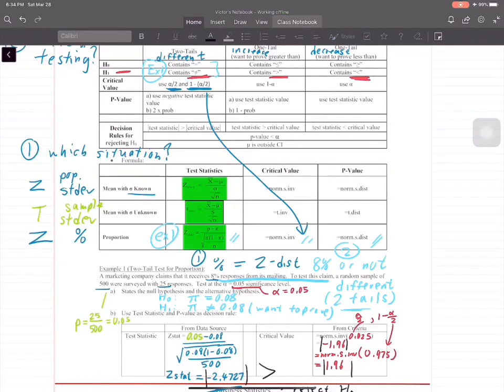Before we prove that it is different than 8%, we have to assume that H null is true. So H null is the opposite: pi equals 8%. We have to assume that the population proportion is equal to 8%. That's H null, and H1 is what we want to prove, that it is different than 8%. And that is step 2.